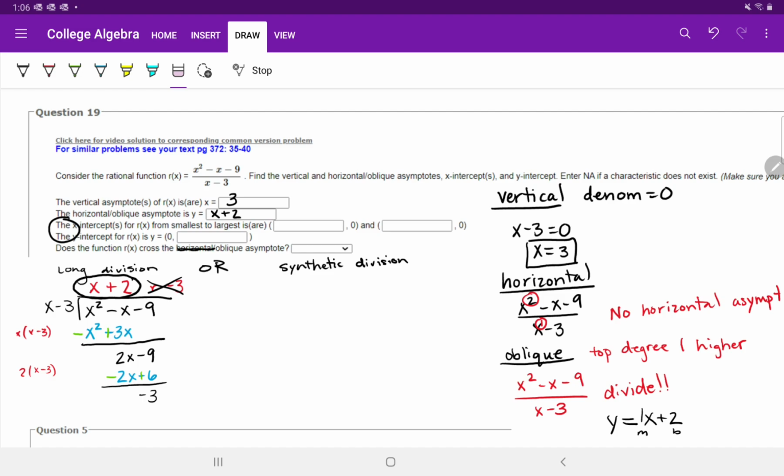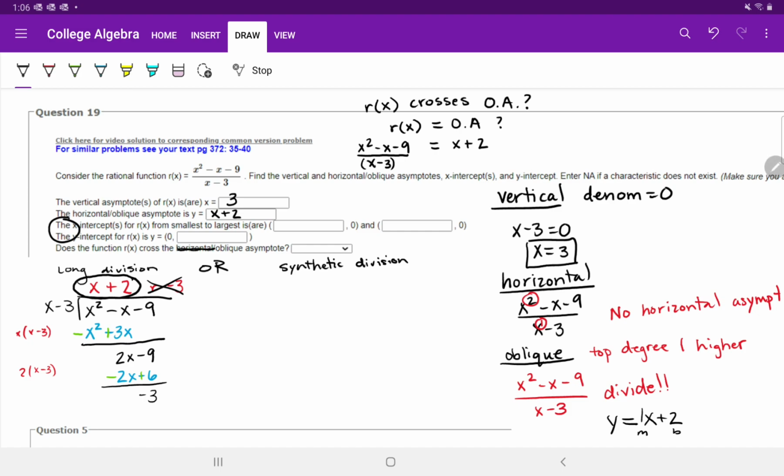So what we have to do is, if we want to know if r of x crosses our oblique asymptote, we set r of x equal to the oblique asymptote, and we see if we get an answer. So r of x is x squared minus x minus 9, and our oblique asymptote is x plus 2. Let's see if this makes sense. Oh, I didn't write the whole thing. r of x is actually over x minus 3. There we go.